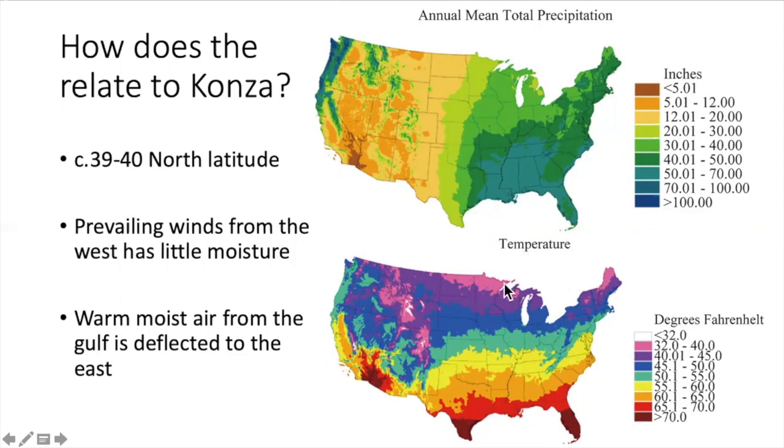Now there is a source of warm, moist air that could bring precipitation down here in the Gulf of Mexico, but remember, any warm, moist air moving north, in this case, would be deflected to the right, to the east. And that's why you see this southeastern section is the area with the highest precipitation.